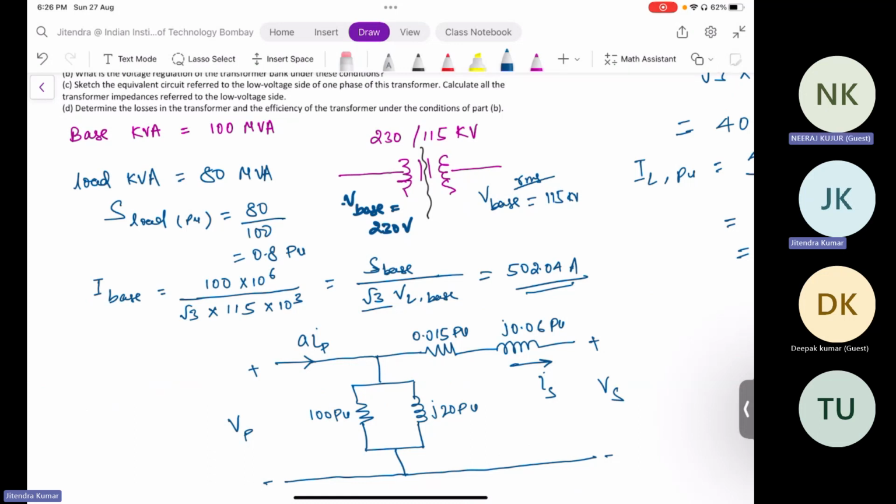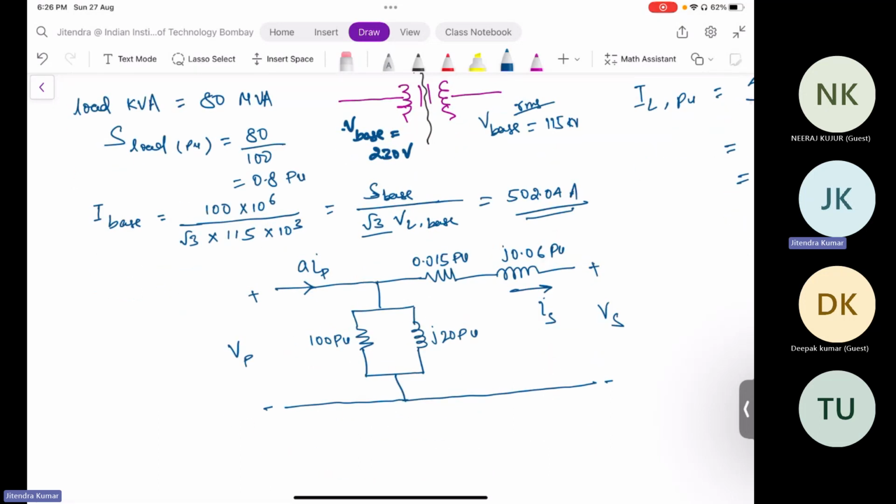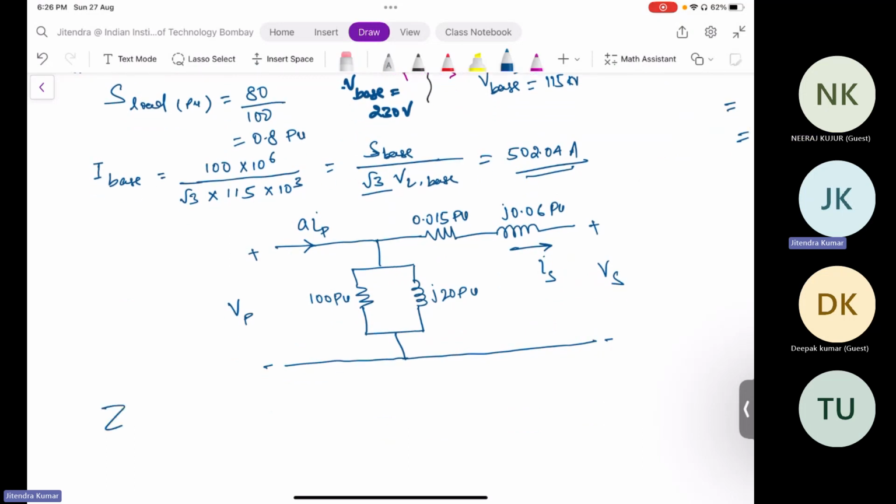Okay, sir. Now, what we will do, we will first compute the base value of impedance, Z base. Since we are dealing on the secondary side, we are more focused towards the secondary side because the load is connected on the secondary side. So we have to take the base value of voltage from the secondary side. Anyway, MVA and KVA ratings are same.